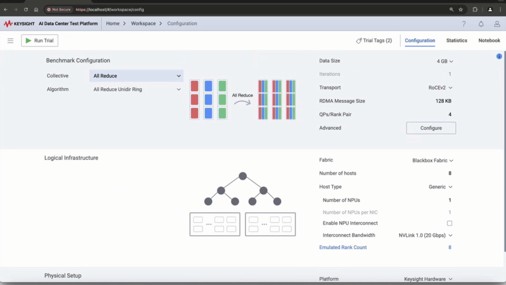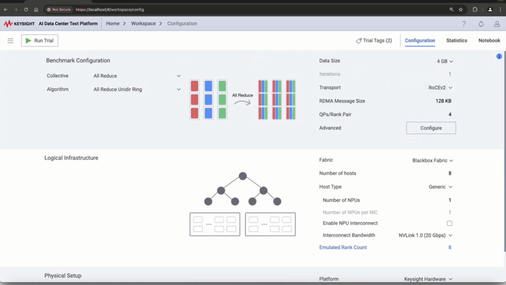There is something called a unidirectional ring, and we'll dig deeper into that in a minute, that we're using for the first one. We're saying all the GPUs have 4 gigabytes of data that has to be used for this computation. And we're using RoCE as the transport, that is RDMA over Converged Ethernet. We're going to use 4 Q-pairs.